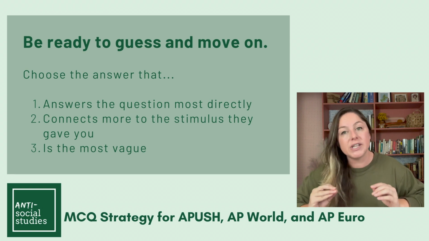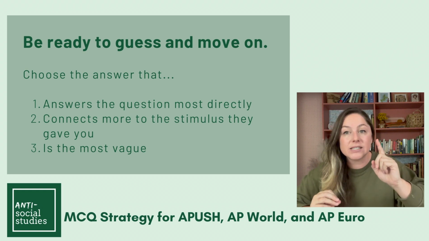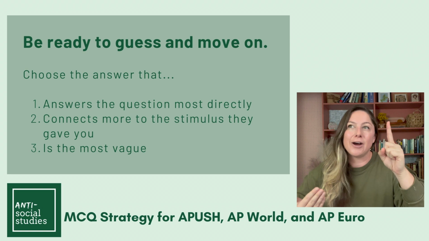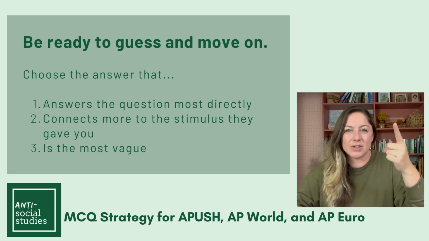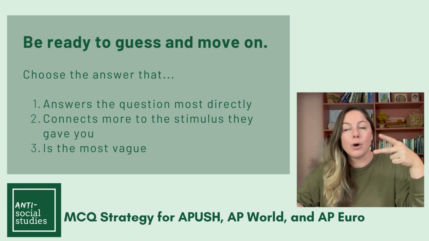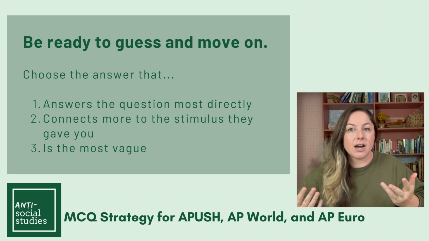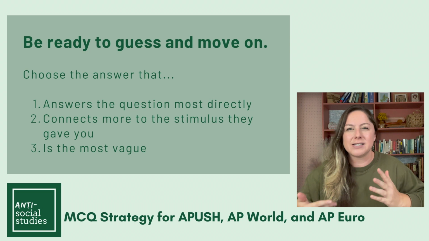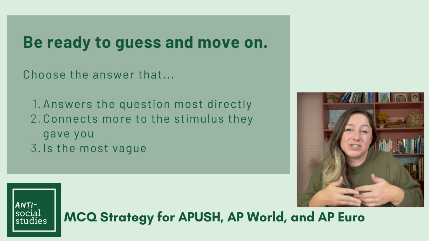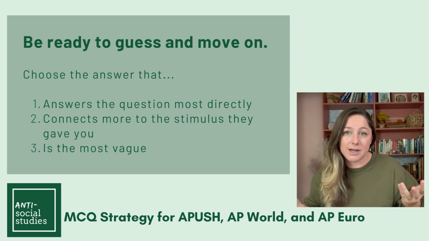When in doubt, choose the answer choice that connects more closely to the question first. Now, if you're like, both of these seem to connect to the question, okay, which one connects more closely to the document that they gave you? For example, try to use themes here. If the document is themed around society and social class, and you're down to two answer choices, pick the one that has more to do with society and social class, if you can.